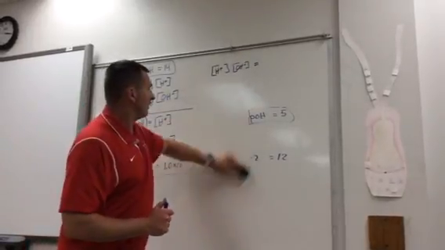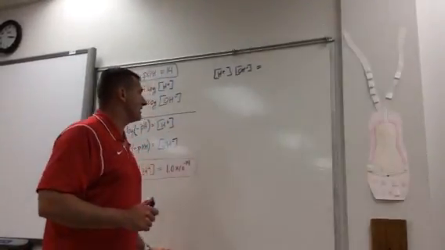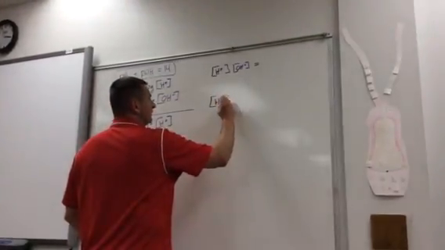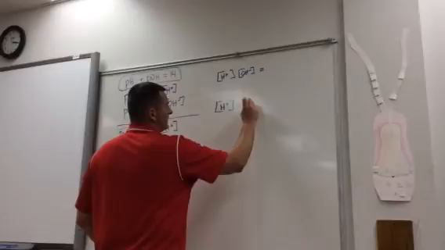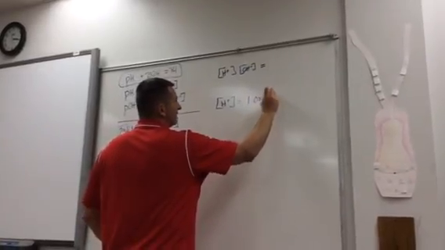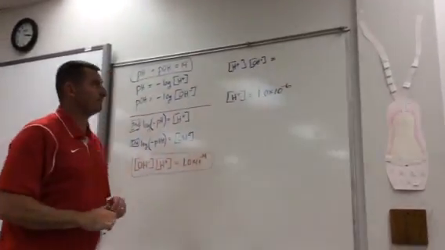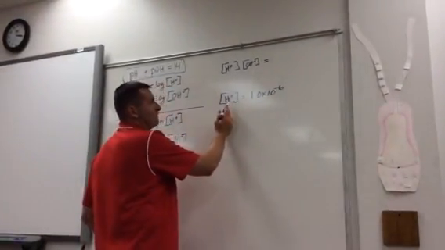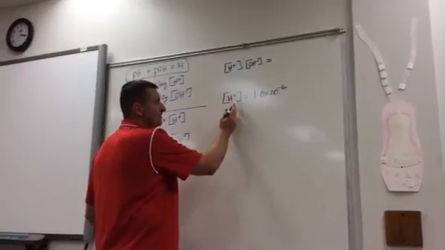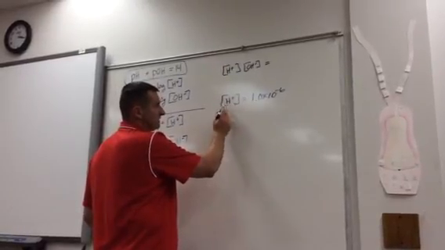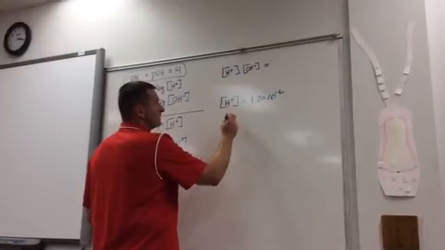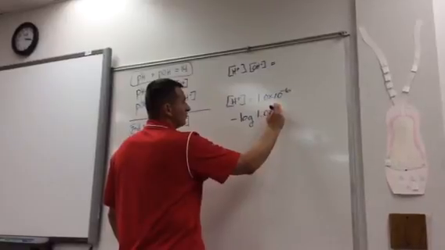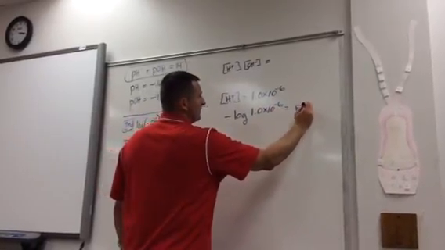Now, if I'm given the concentration, say the H plus concentration equals, we're going to keep it simple in the beginning, 1.0 times 10 to the minus 6, then how do I solve for the pH? You can't solve for the pOH directly from this. You can only solve for the pH because this is the acid ion. So it's the negative log of the concentration that gives me the pH.